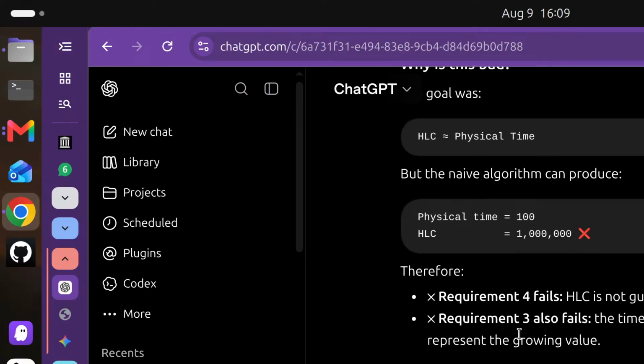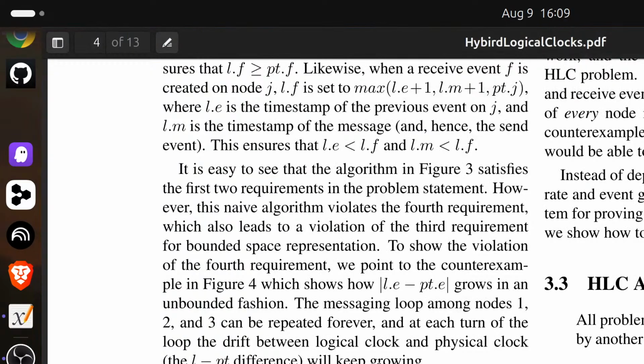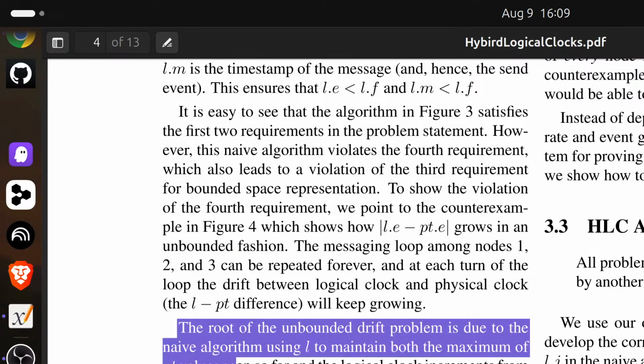Requirement for fields: HLC is not guaranteed to stay close to physical time. Requirements for some may need more inputs. Now the algorithm is too willing to increase the logical clock because of repeated messages. The message loop can push HLC forward forever, even if physical time isn't caught up. Alright, that's understandable. And here we have to understand this also, guys.